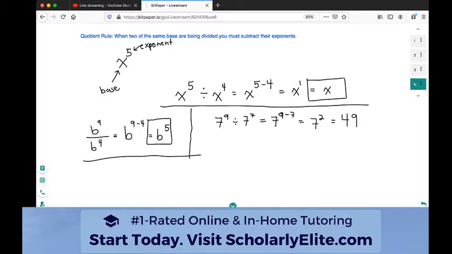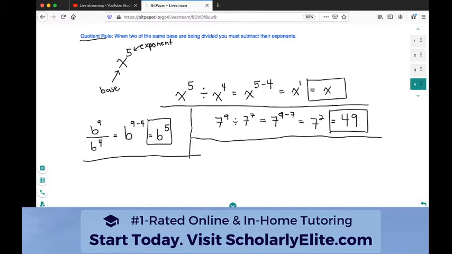So when you have numbers like this one, you don't want to leave them in their exponent form. If you can simplify them into just a single number, that's actually the best answer that you can give your teacher. So we've got 49 as our final answer right there. Okay, very good. One more example here for this rule.